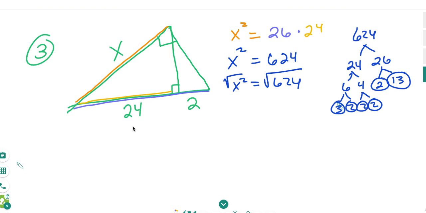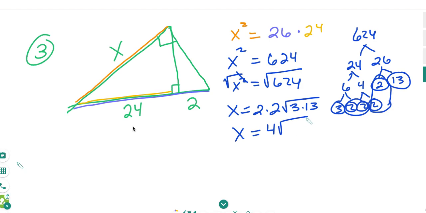So now I'm going to look for my pairs. I have a pair of 2's here, so 2's going to come out. I have a pair of 2's here, so 2's going to come out. And then I have 3 and 13 that will be left inside, and that's what my x is going to equal. So my x is going to equal 4 square roots of 39. And that is the length of that leg of the triangle.